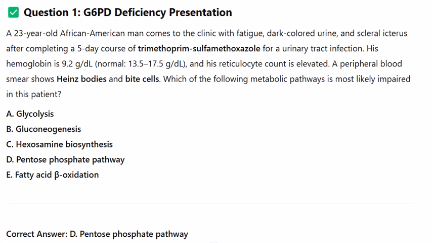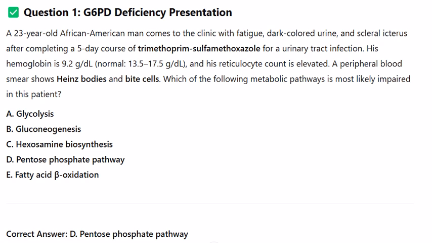A 23-year-old African-American man comes to the clinic with fatigue, dark-colored urine, and scleral icterus after completing a 5-day course of trimethoprim-sulfamethoxazole for a urinary tract infection. His hemoglobin is 9.2 grams per deciliter, normal 13.5 to 17.5, and his reticulocyte count is elevated. A peripheral blood smear shows Heinz bodies and bite cells.